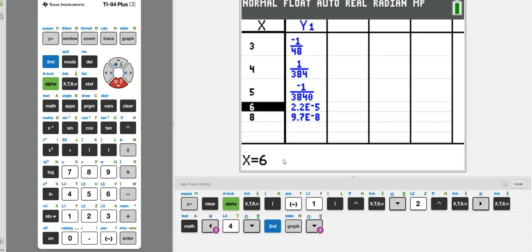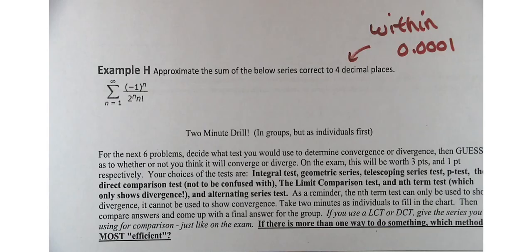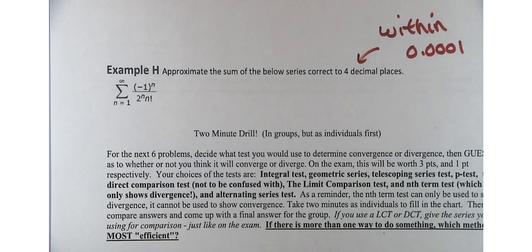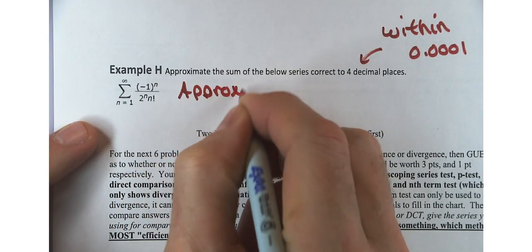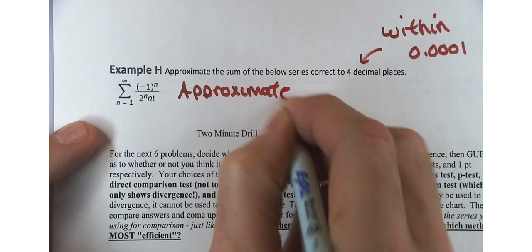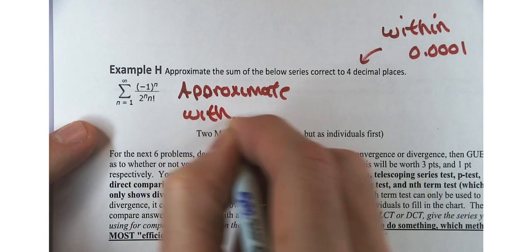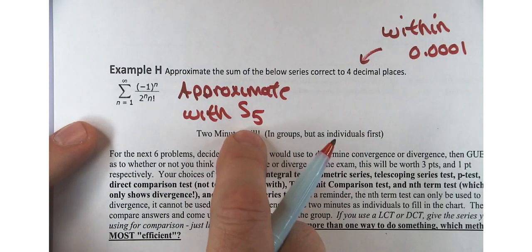So am I going to include that term, or am I going to leave that term off? That's the first one we leave off. So we'll actually use the first 5 terms to approximate that. So we can approximate with S sub 5, that is the first 5 terms.